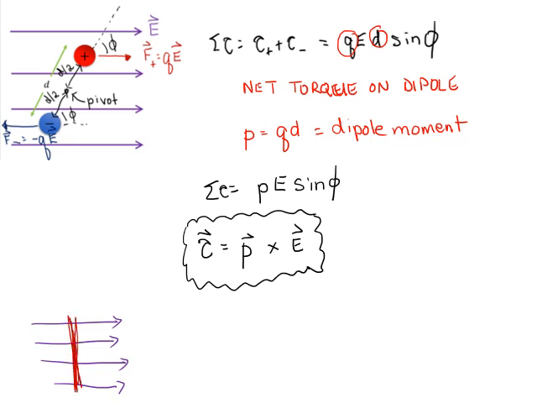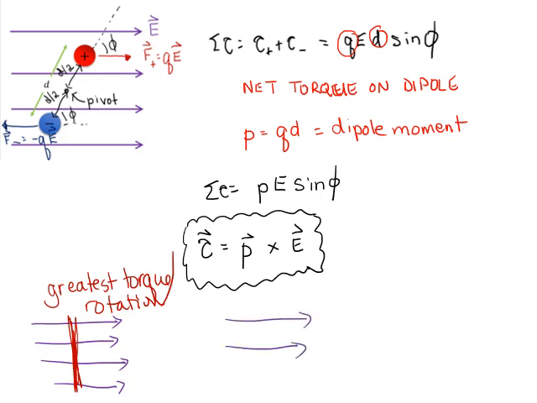So this is where everything is perpendicular. So this would be greatest torque, rotation. And then if our dipole were lined up with our field, we wouldn't get any rotation at all. So if our dipole were lined up this way, we wouldn't get any rotation or any torque. So the angle between that dipole and the field really matters. It tells us that the torque is going to tend to align a dipole with the net electric field.